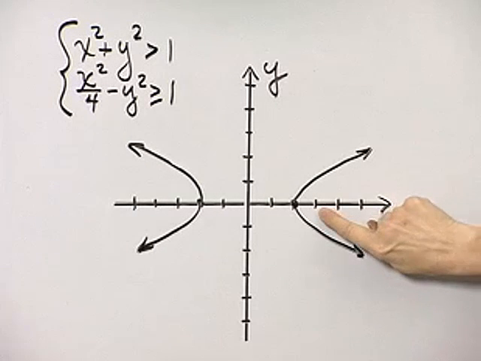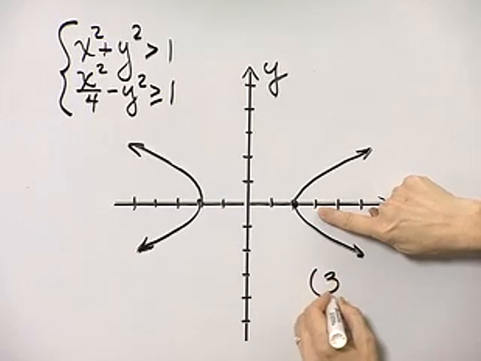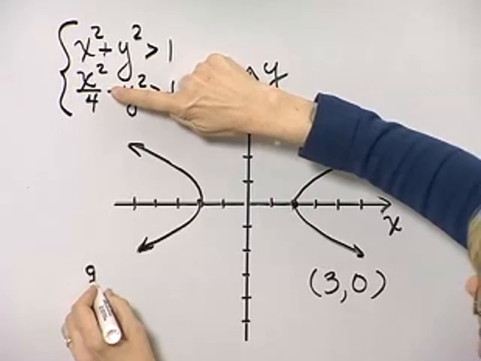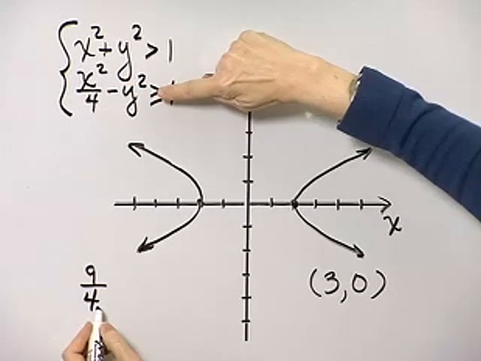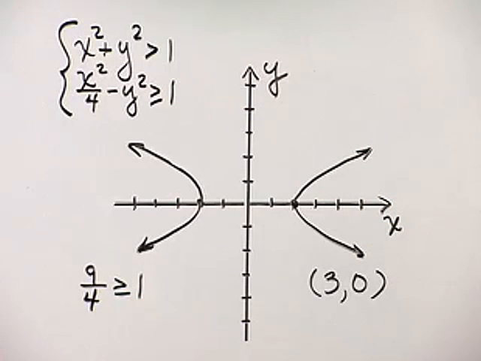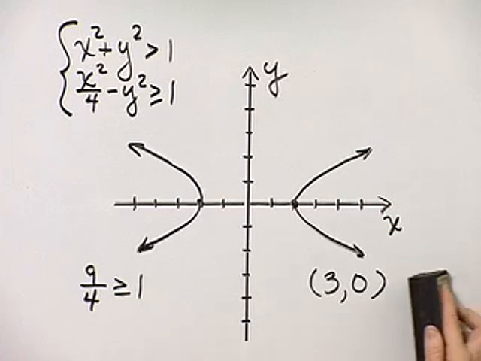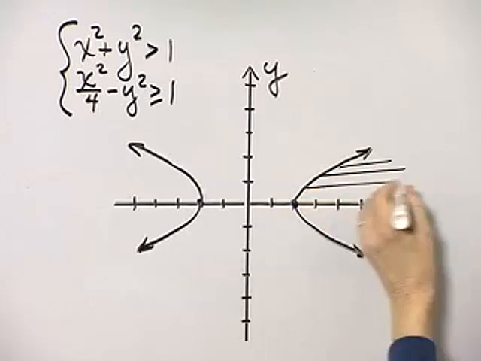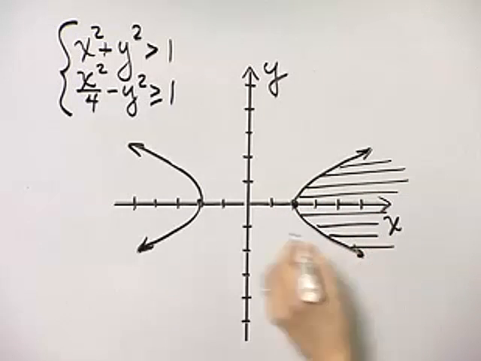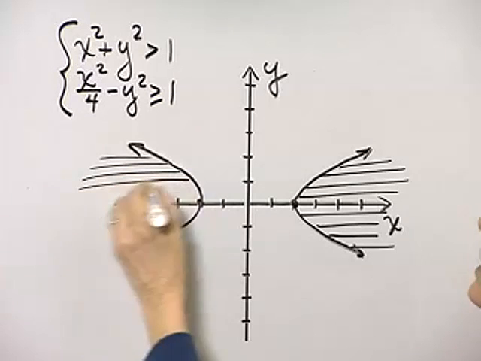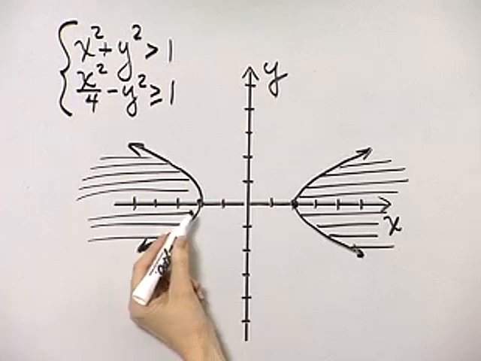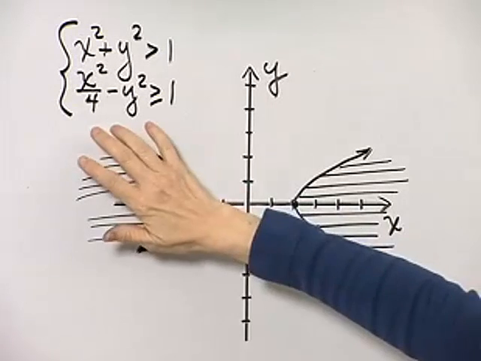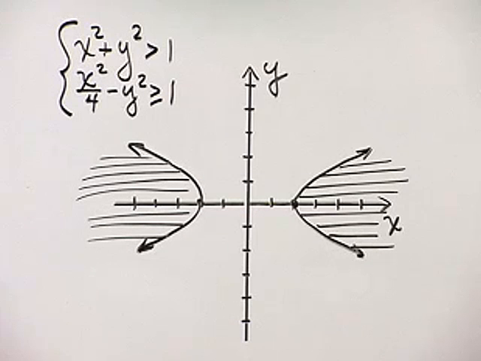If you try the test point, say (3, 0), remember then you let x be 3, so 3 squared is 9 over 4, and let y be 0. So the question is, is that true or false? Well, that's a true statement, and so that means that I shade within, and again within, because of course I'll get the same thing if I let x be -3 and y be 0. So this is simply the graph of the second nonlinear inequality in my system.